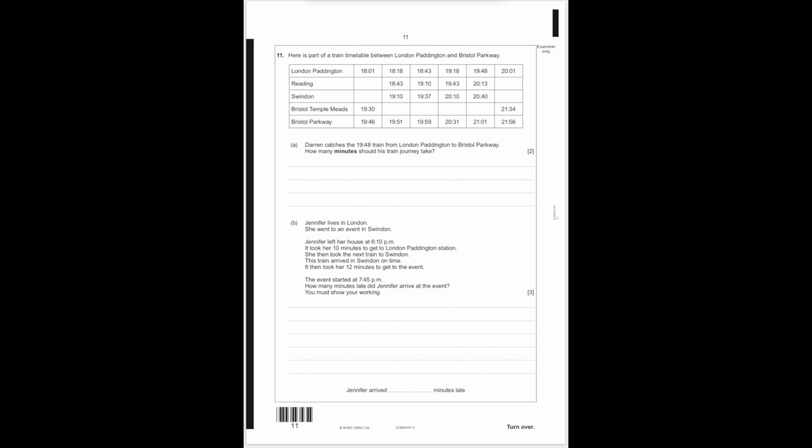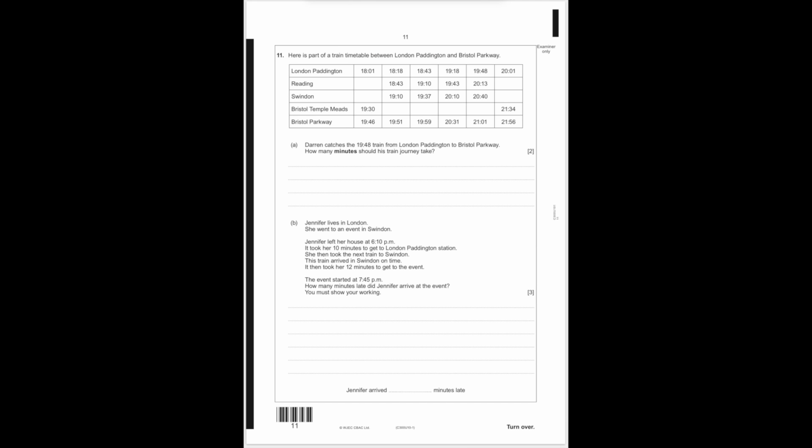Here is part of a train timetable between London Paddington and Bristol Parkway. So this is our train timetable. Important things to note. This column here tells us the train stops. So this train starts at London Paddington, stops at Bristol Temple Meads and Bristol Parkway at those times. So each one of these columns is a different train journey.